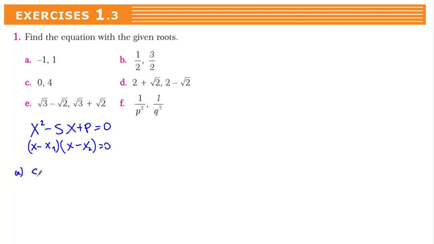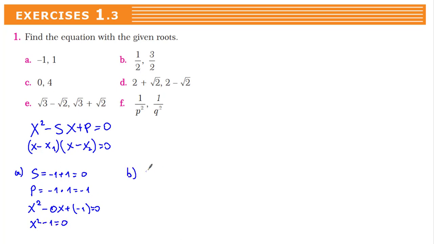So s would be the sum of the roots. For us it's going to be minus 1 plus 1, that's 0, and p would be the product, negative 1 times 1, that's negative 1. So finally the equation would look like x squared minus 0x plus negative 1, that's 0. So x squared minus 1 is 0.